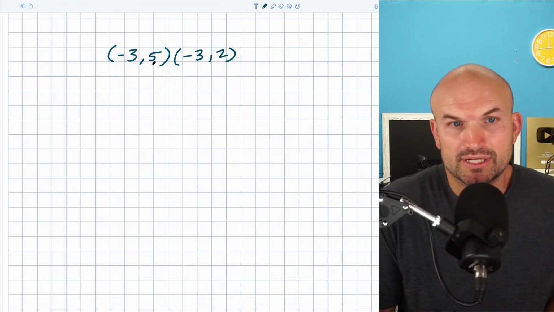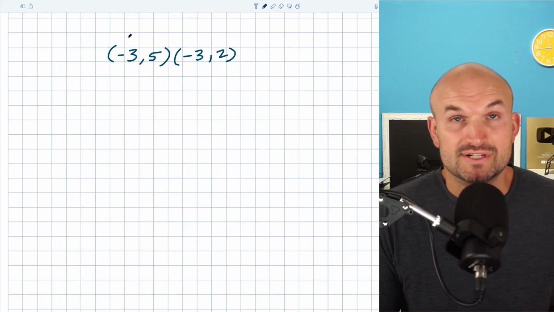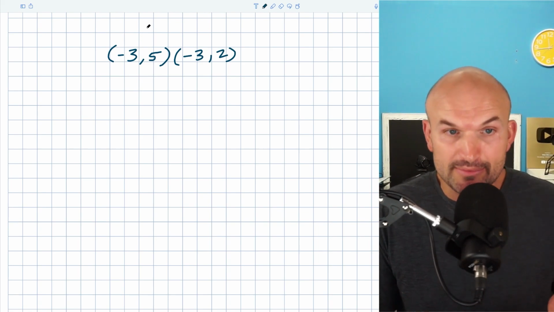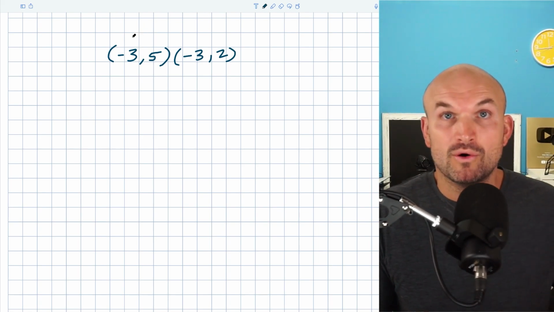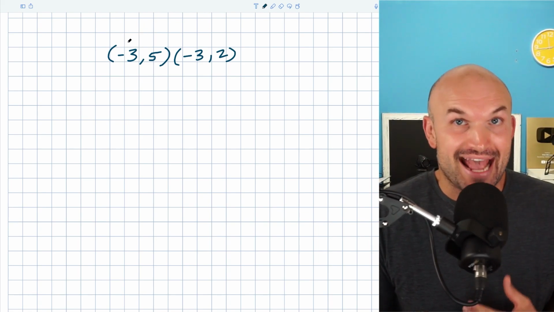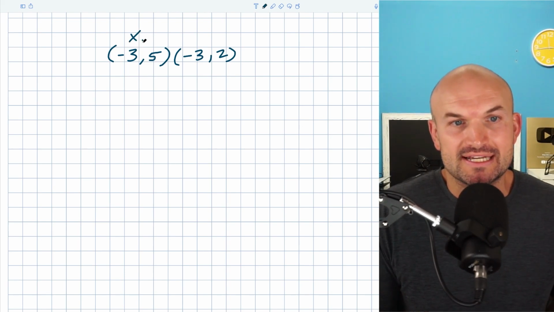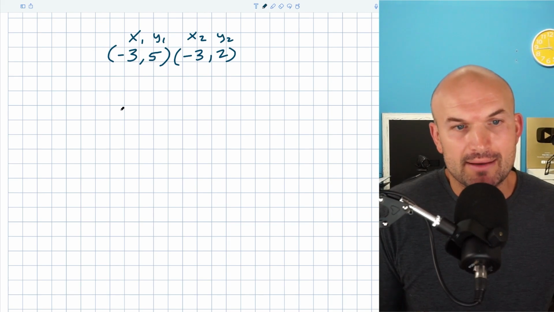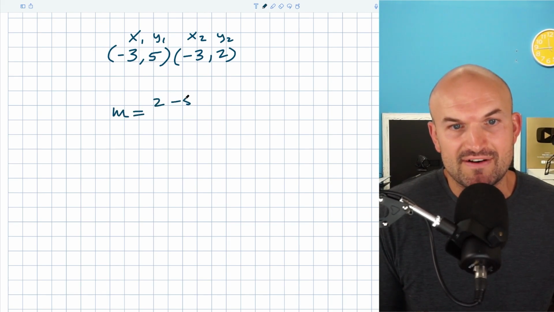And now in this next example, we're going to do the exact same thing. We're going to try to find the slope first. And actually in this problem, it's going to be extremely important because it's going to help us avoid doing a lot of algebra, actually doing any work at all. Because if I go ahead and label this as x1, y1, x2, y2, and then you go ahead and plug it into the slope formula. So m equals the change in y. So 2 minus 5 all over -3 minus -3.